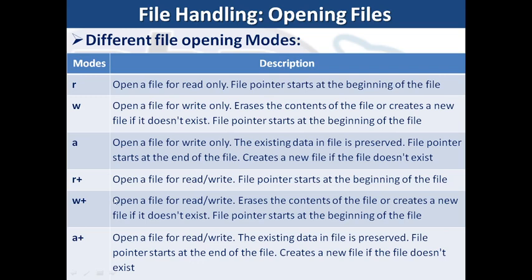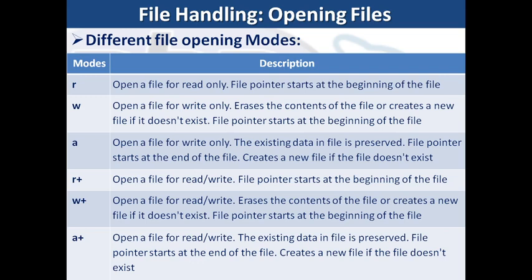W plus. Open a file for read or write. It erases the contents of the file or creates a new file if it does not exist. File pointer starts at the beginning of the file. It is equivalent to opening a file in W mode, then R mode. It means when you read or write into the file, data will be erased. And rather you can say in W plus mode, we cannot read a file because content will always get erased.